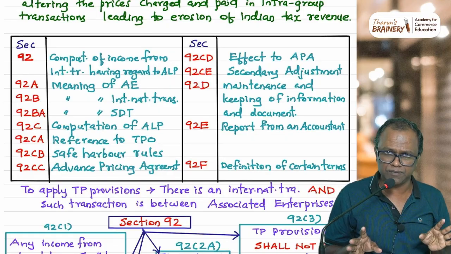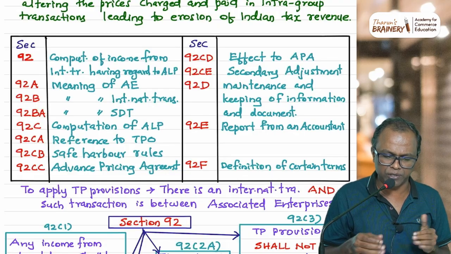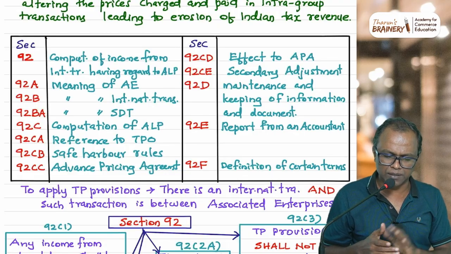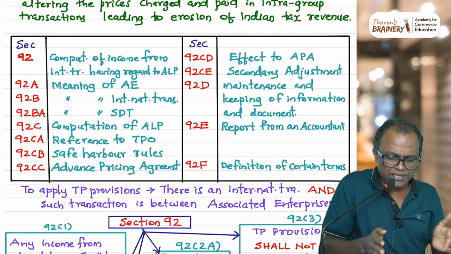Section 92, obviously theory, just some dry theory. You have to go through that. Maintenance and keeping of information and documents. 92E, you report from chartered accountant, and 92F, you have some definitions. Okay, so these are the major areas.